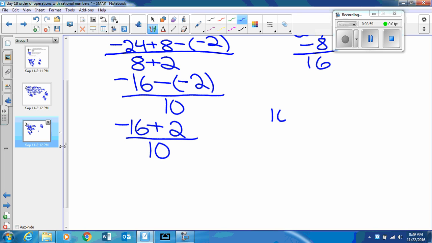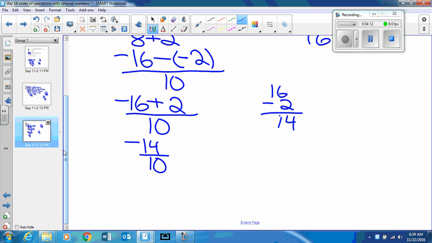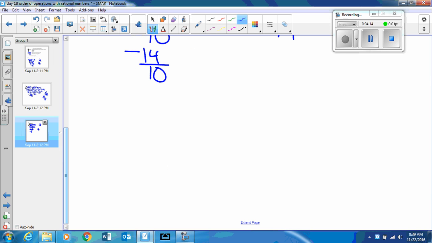Now they're adding different signs, -16 plus 2. So over on the side, I would subtract the absolute values. In this case, I would keep the negative sign. So I get -14 divided by 10. So you could write it a couple of different ways. This is going to be negative if you wrote it as a decimal, -1.4. Or you could write it as a mixed number, -1 4/10, which then reduces down to -1 2/5.